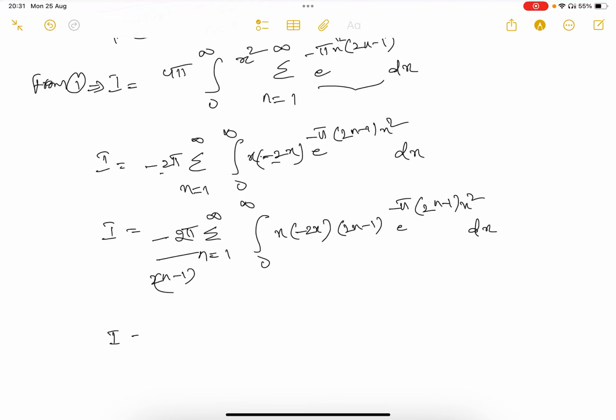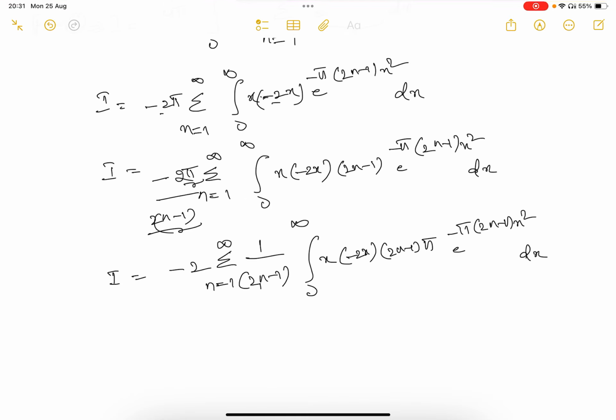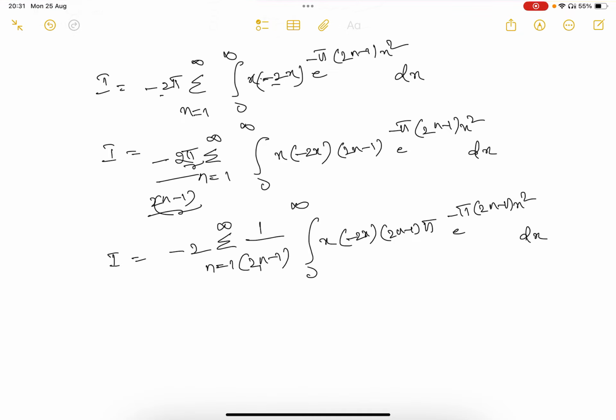So this I will be minus 2. Sorry, there is n dependency, right? We need to write inside this: minus 2 into summation n equal to 1 to infinity, 1 by 2n minus 1, integral 0 to infinity, x into, you are bringing this pi factor inside, x into minus 2x into 2n minus 1 into pi e power minus pi into 2n minus 1 x square into dx.